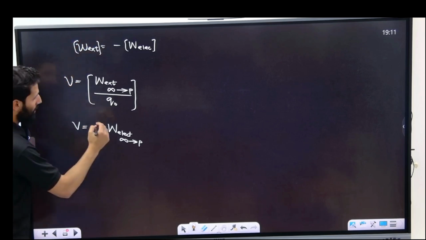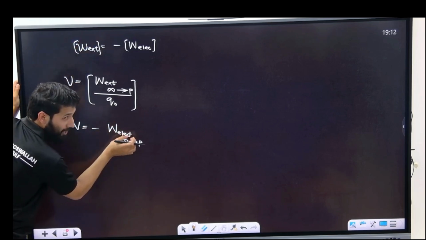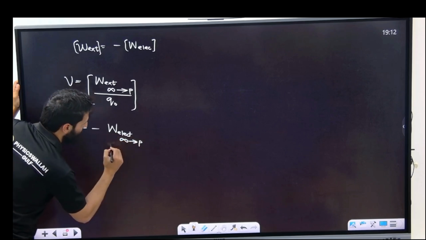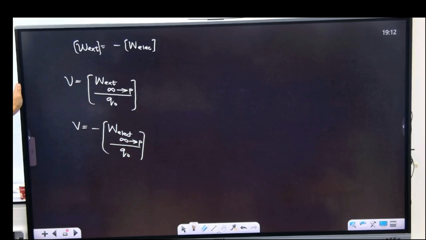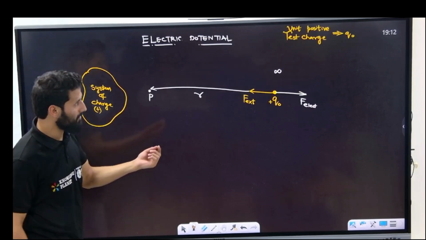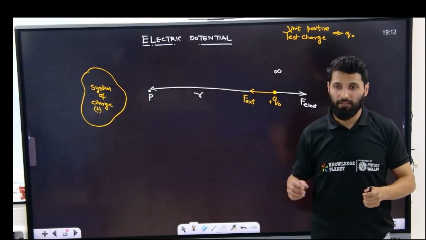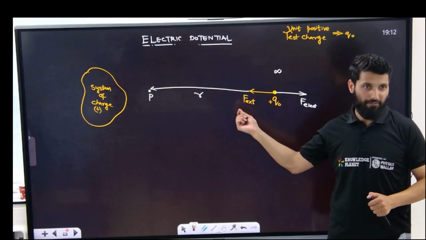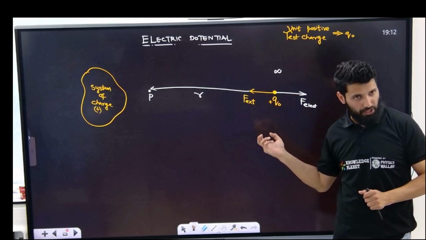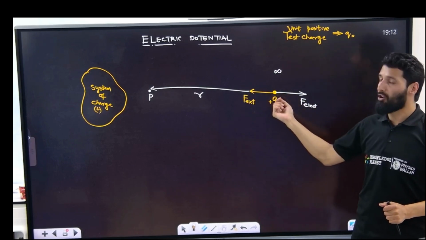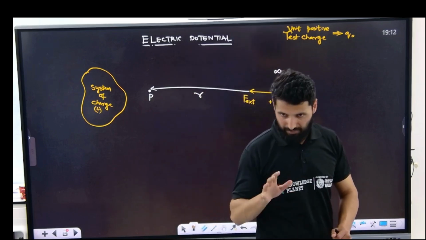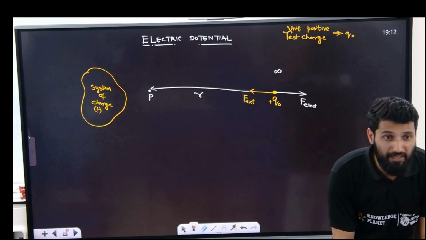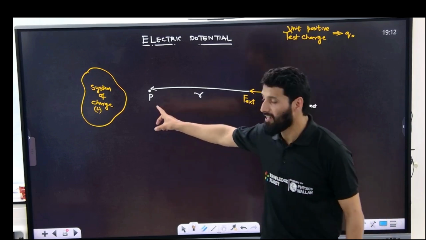Now, can I write this as the work done by the electrostatic force in bringing a positive test charge from infinity to some point P, divided by Q naught? These are the two definitions for potential. Work done by the external force to bring the positive test charge from infinity to some point P inside the electric field, per unit test charge, is defined as the potential at P.